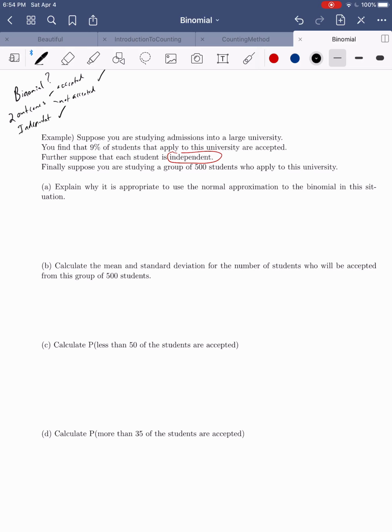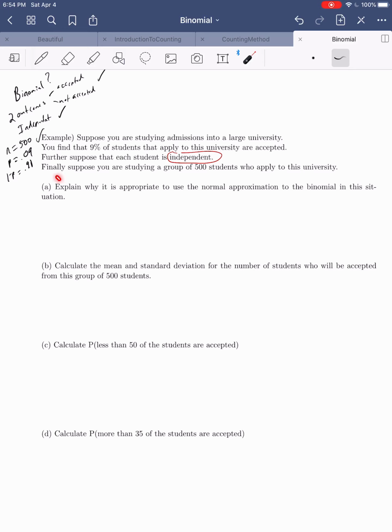Good. And do we know the number of trials and the probability of success? Yeah, right? We know that n is 500. We've got 500 students here. And we know the probability of success, the probability a student gets in, is 0.09. We could also make a note. We know the probability of failure, 1 minus 0.09, is going to be 0.91. So we've got all three things that make us know that this is a binomial. But we should be suspicious. 500 seems like a large number of trials.